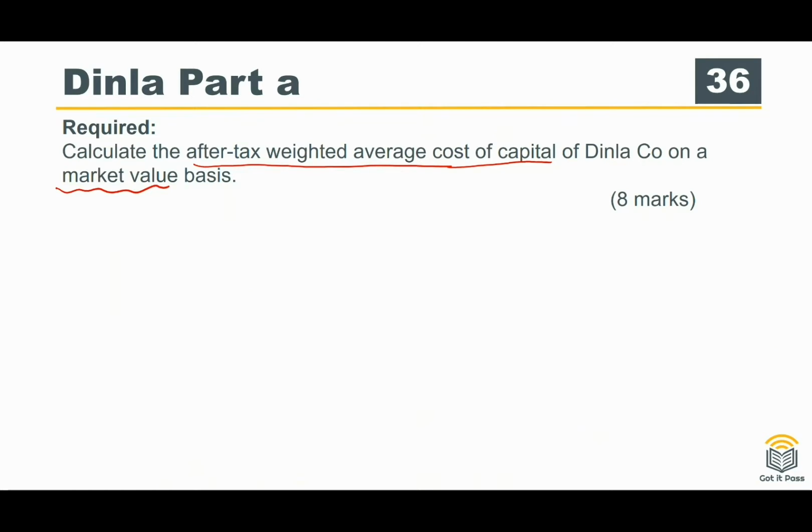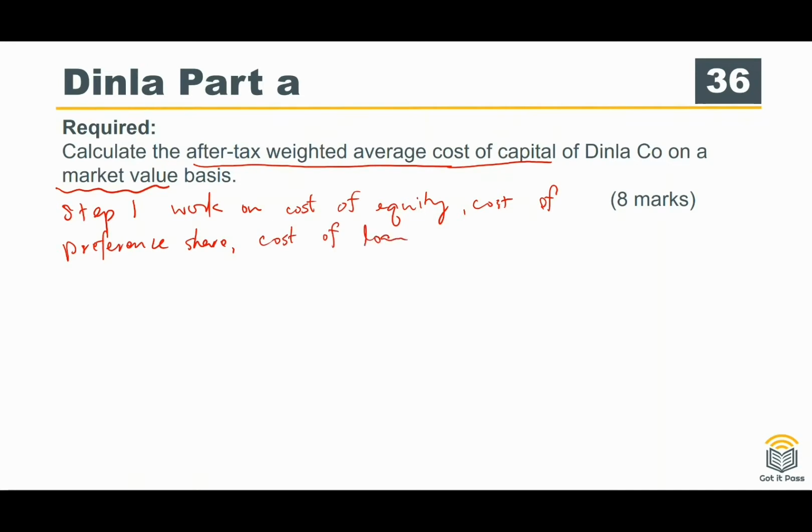Okay, so first part, step one is working on step one. Work out cost of equity, work out cost of preference share, cost of loan notes, and cost of bank loans.